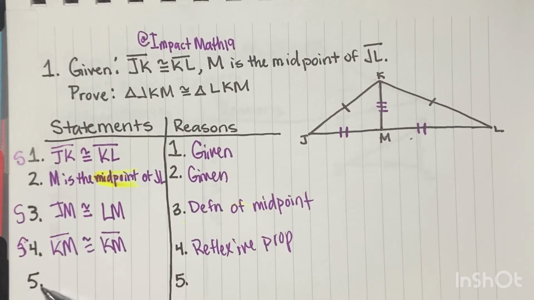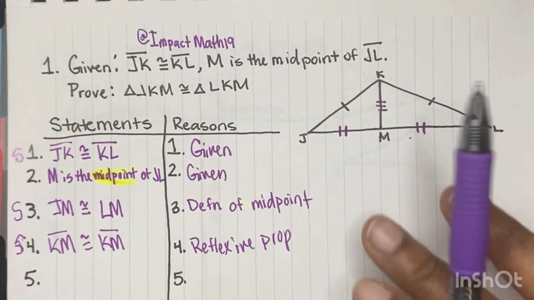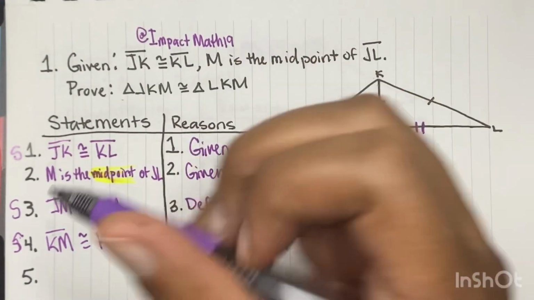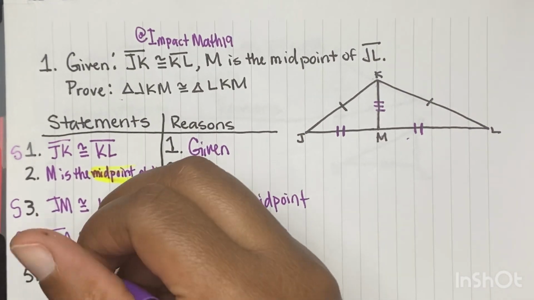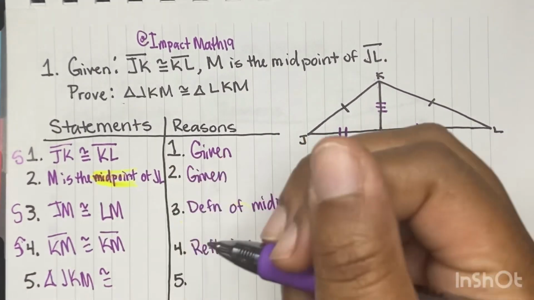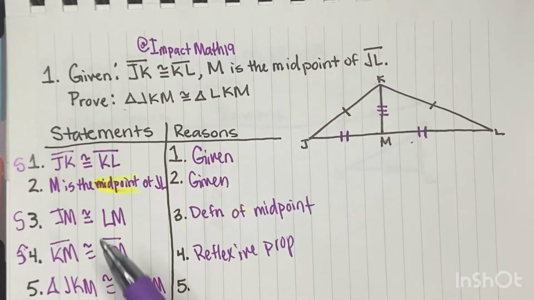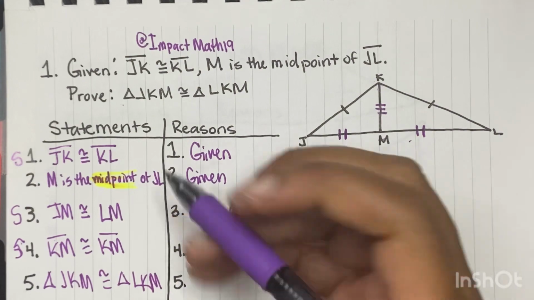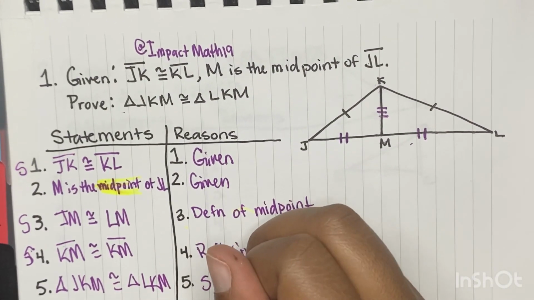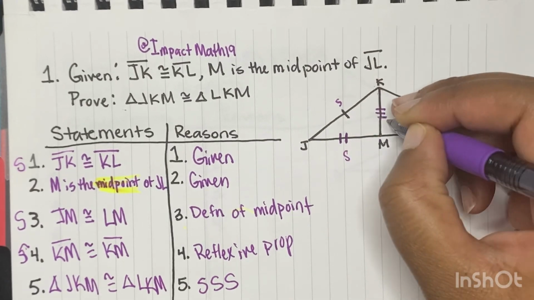Now, where you get your last statement is always the proof statement. So you're going to copy this statement down: triangle JKM is congruent to triangle LKM. And it's by side, side, side. These markings are sides.